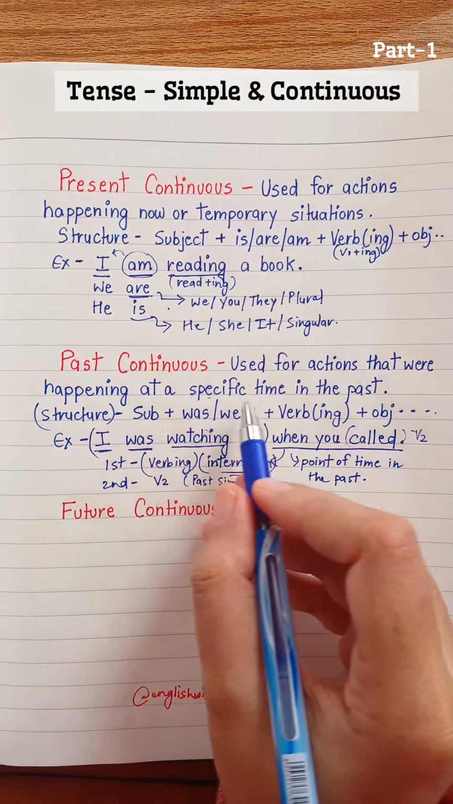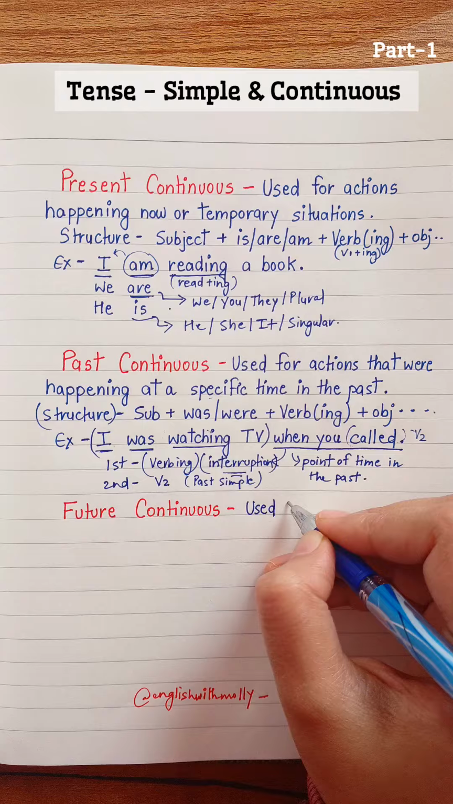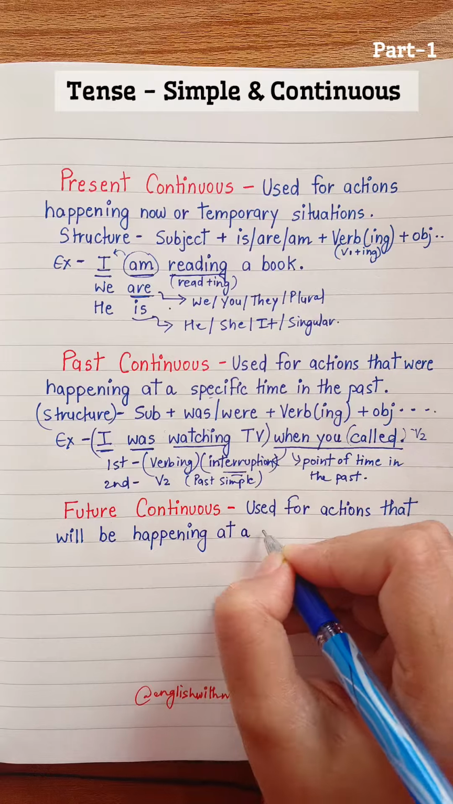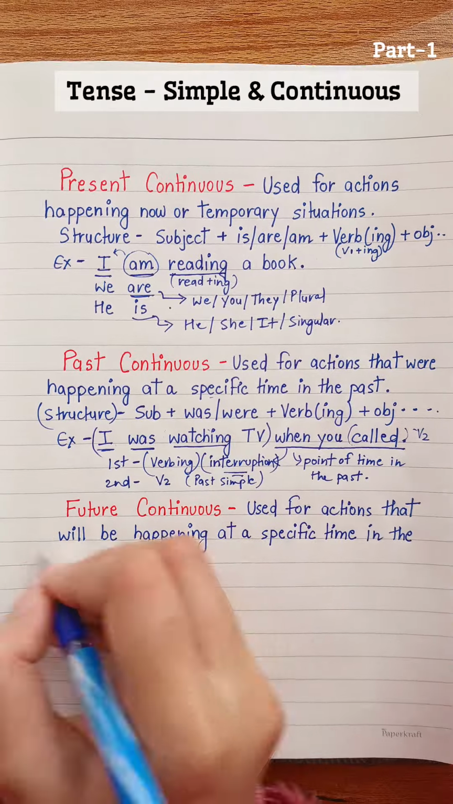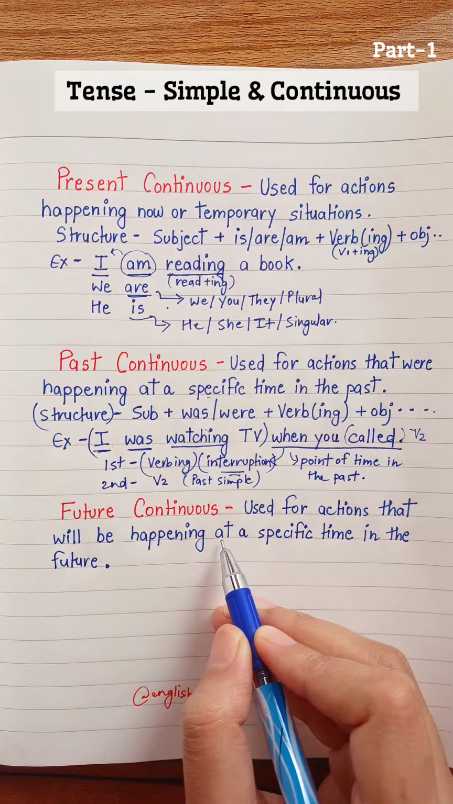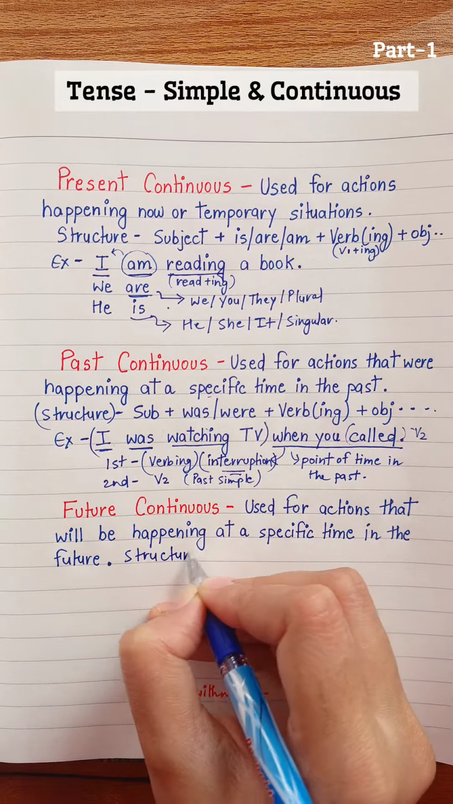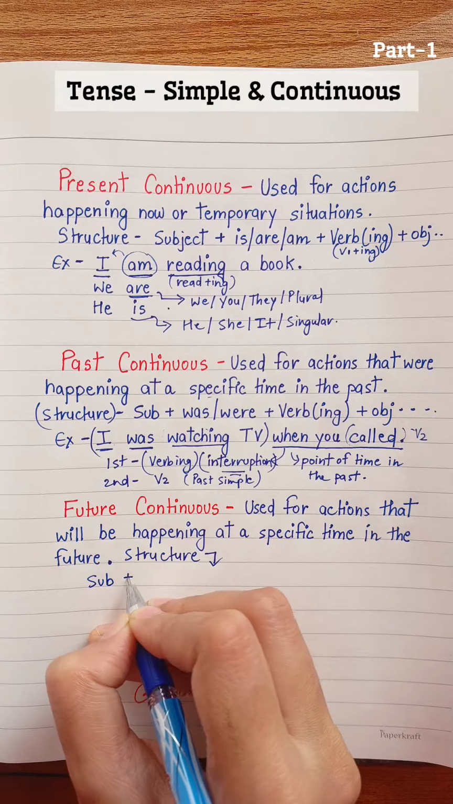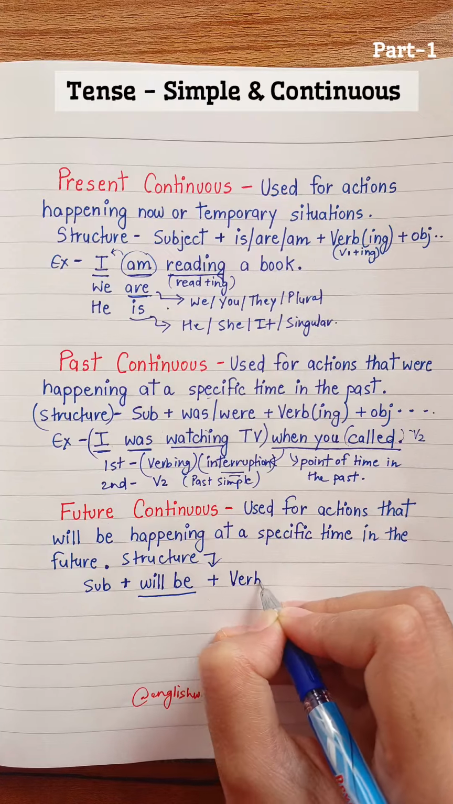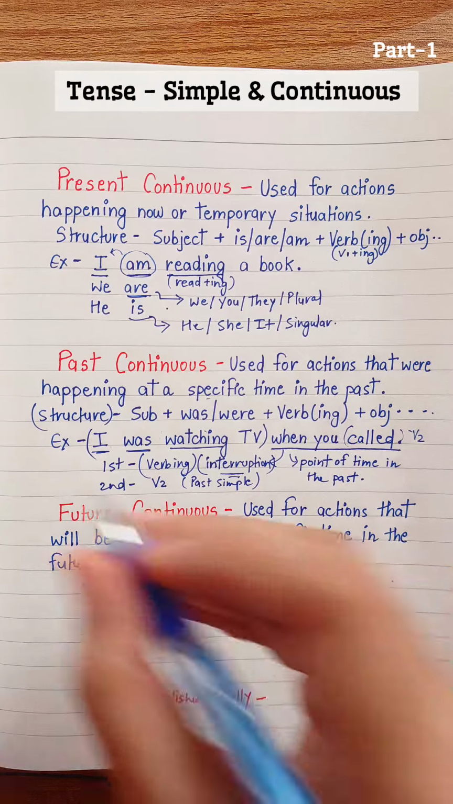Something that was happening at a specific time in the past takes past continuous tense. Let's move to future continuous tense. Future continuous tense is used for actions that will be happening at a specific time in the future. Let's see the structure. The structure is easy as always. Subject plus will be. Will be is important. Subject plus will be plus verb plus ing plus the object and the remaining sentence.